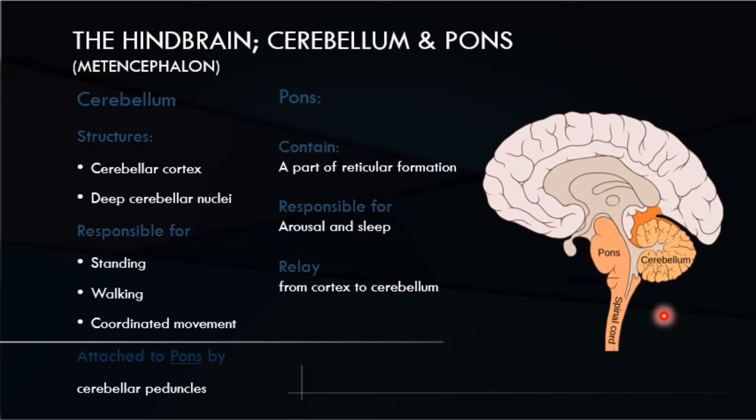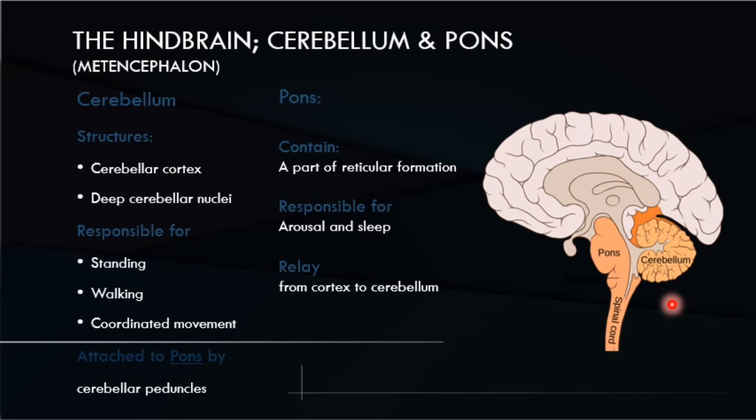So the structures in the cerebellum are the cerebellar cortex and deep cerebellar nuclei. They're responsible for standing, walking, and coordinated movement. So when you walk, it's like a coordinated movement. When this leg goes, this arm goes back, and so on. And then they're attached to the pons by cerebellar peduncles. So these are cerebellar peduncles that attach the cerebellum to the pons.